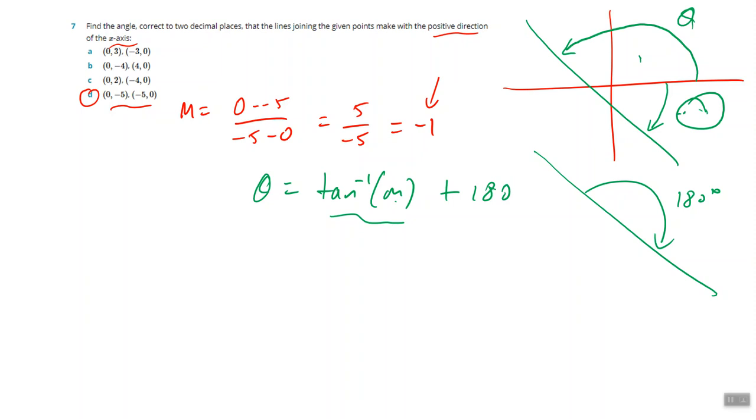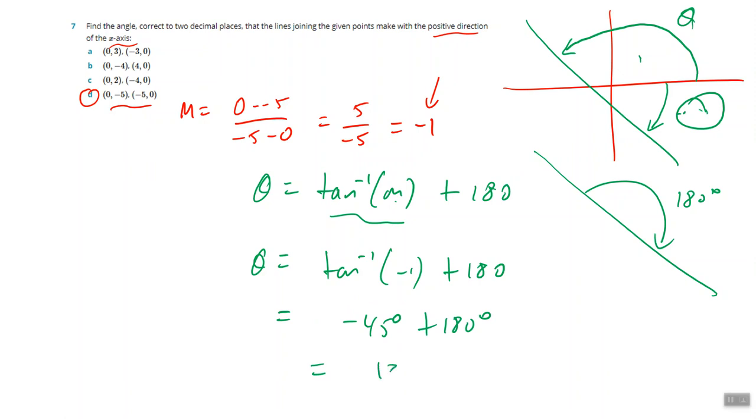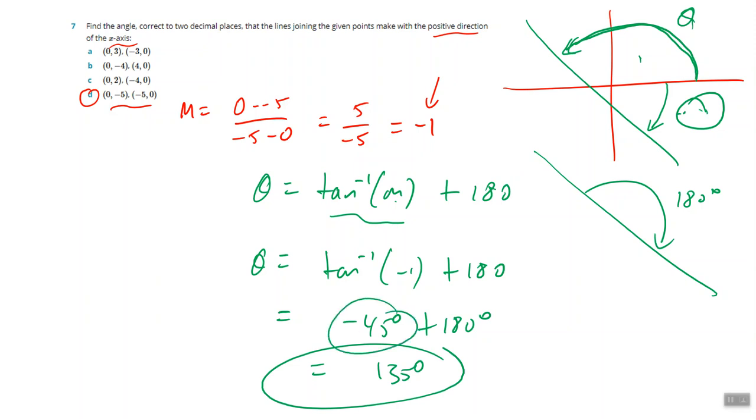My gradient I know is -1, so I sub in the gradient, -1, plus 180. If you use your CAS calculator, inverse tan of -1 gives you -45 degrees. If I add that to 180 degrees, I get 135 degrees, which makes sense because looking at this, it is going to be an obtuse angle. If you use a calculator, you got -45 degrees. That's not the right answer, because you're always looking at the angle from the positive x-axis to the line going counterclockwise.